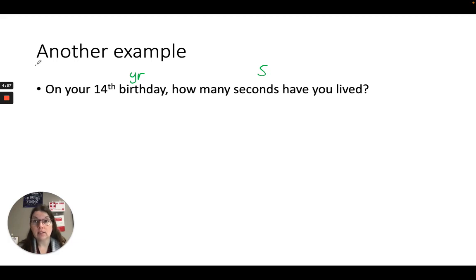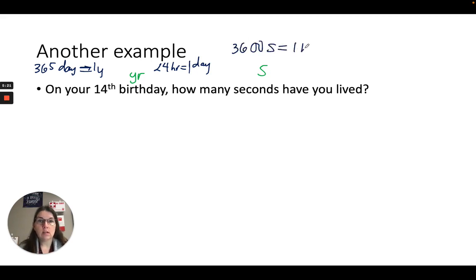years to days, because there's 365 days in 1 year. And from days, I do know that 24 hours equals 1 day. And I do know from hours to seconds, because 3,600 seconds equals 1 hour. So let's see if this pathway actually works. So we're going from years to days, days to hours, and then hours to seconds.